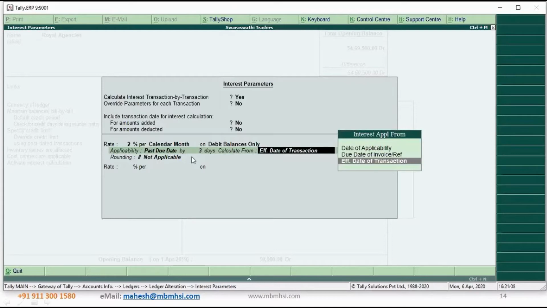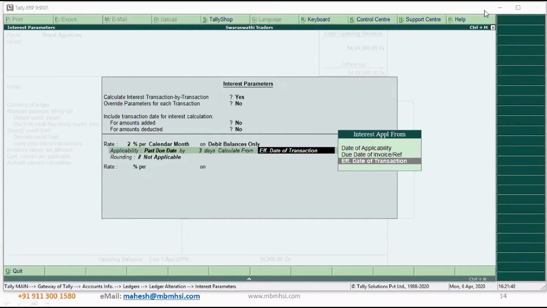Then you have one more type: effective date. What should be the effective date for getting your due date? There are 3 effective dates. One is date of applicability. For example, I told you 5th of April is the transaction with 10 days of credit. In that case, date of applicability is 15th. Next is due date of invoice or reference. This is the date on which the invoice is due. This will be used if you are using effective dates of transaction.